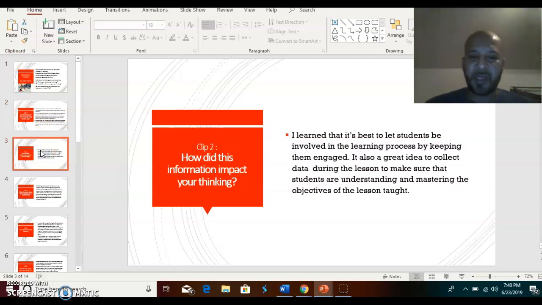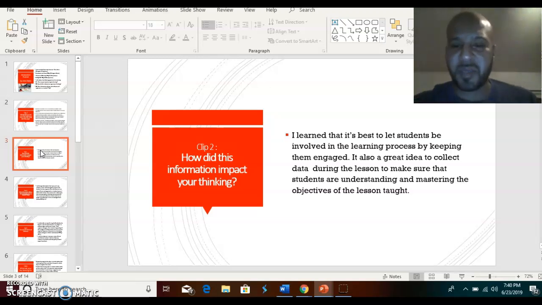How did this information impact your thinking? I've learned that it's best to let students be involved in the learning process by keeping them engaged. It's also a great idea to collect data during the lesson to make sure that the students are understanding and mastering the objectives of the lessons taught.